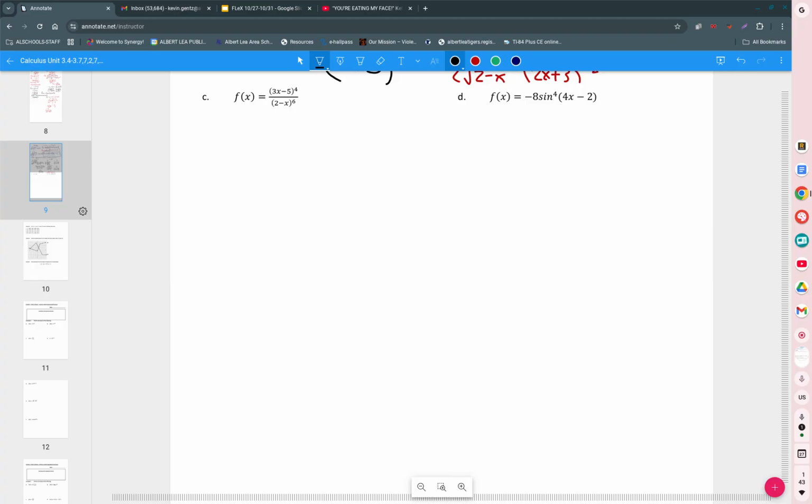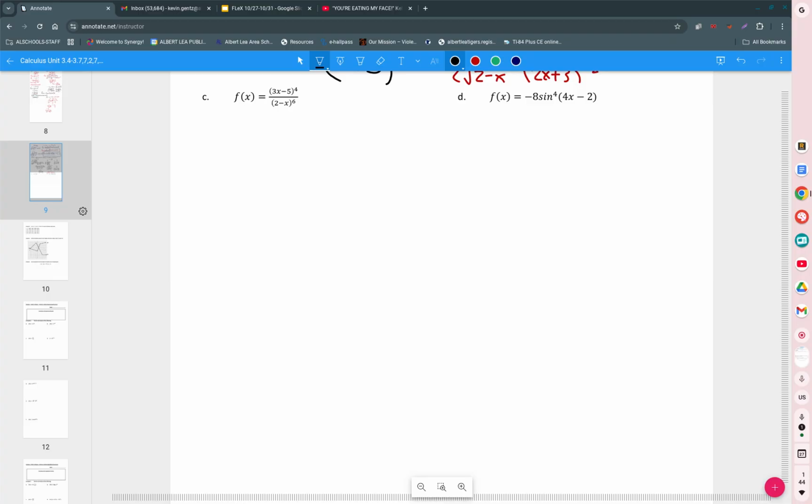How is this one similar to the last one? And how is it different than the last one? Let's start with similar. How is it similar? Quotient rule and the chain rule. How is it different though? Different exponent. There's no square root, there's different exponents. This one starts with the quotient rule.